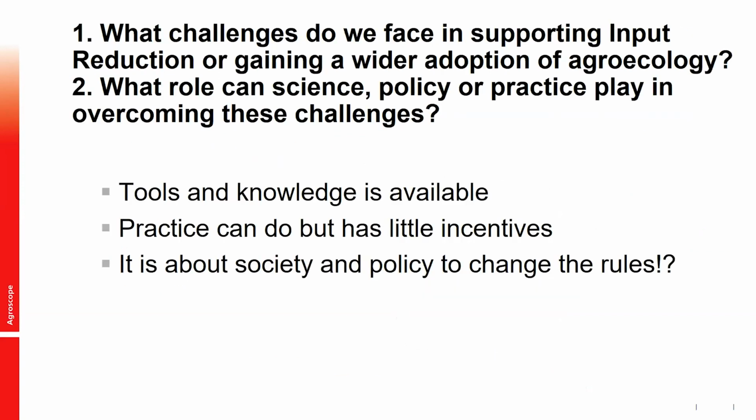And with that, I come to my almost last slide. What are the challenges that we face in supporting input reduction or gaining a wider adoption of agroecology? And what is the role science can play, or policy and practice, in overcoming these challenges? There I would just give three statements for the subsequent discussion. I would state that the tools and knowledge for such a reduction are available. We also see in our experiments that practice can do it, but has little incentive to actually do it. And I would say it is about society and policy to change the rules which are behind our legal enforcement of nutrient management.